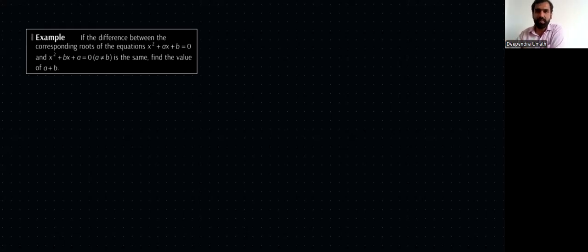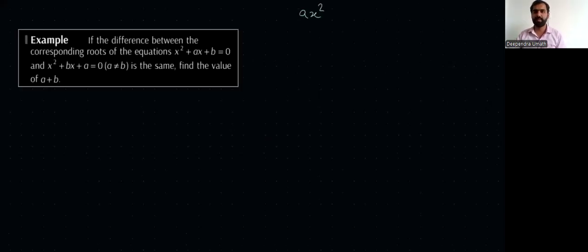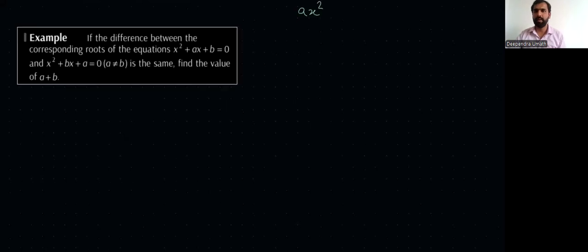I hope you know that if there is a quadratic equation, ax square plus bx plus c is equal to 0. Let me just zoom it a little so that it becomes more properly visible to you all. I'm dragging it here. I hope it is properly visible to all the participants. I'm assuming it has two roots, alpha and beta.